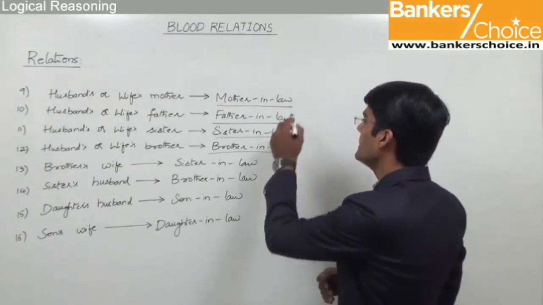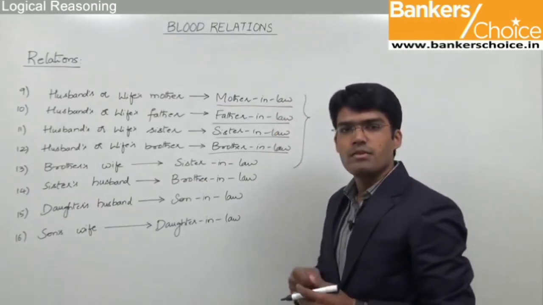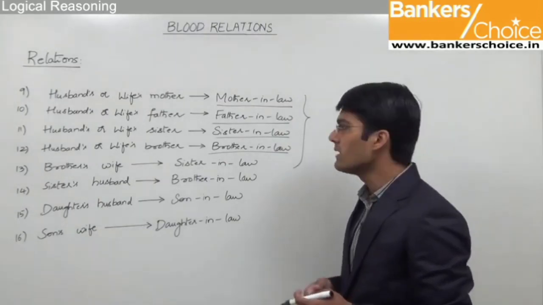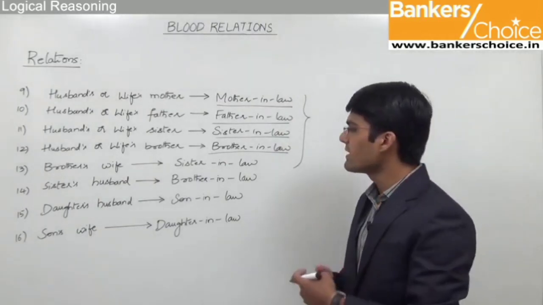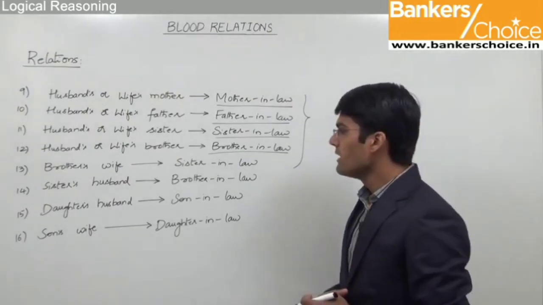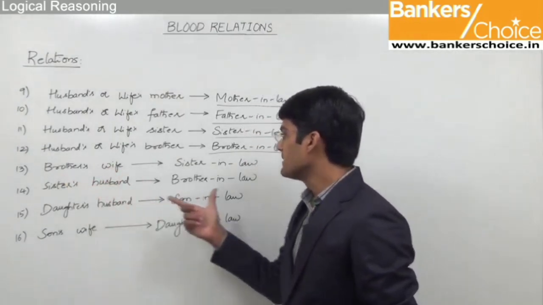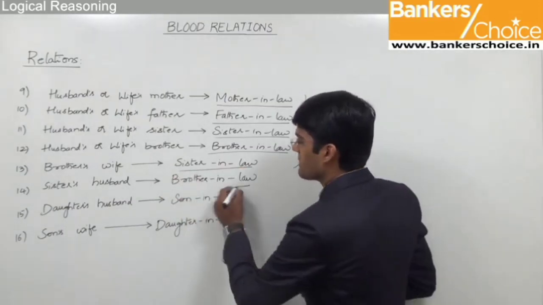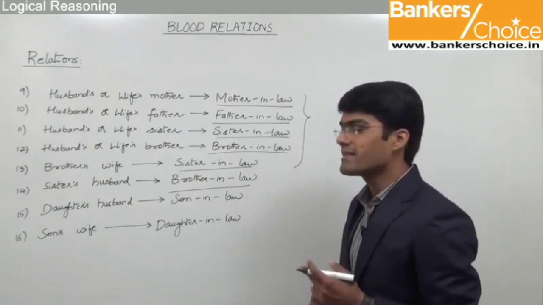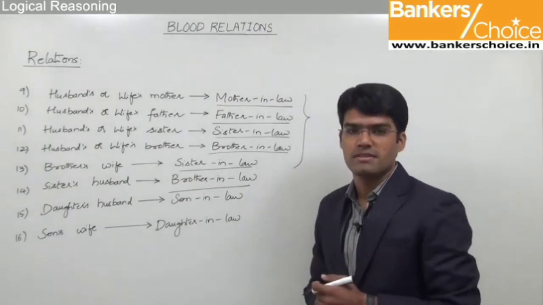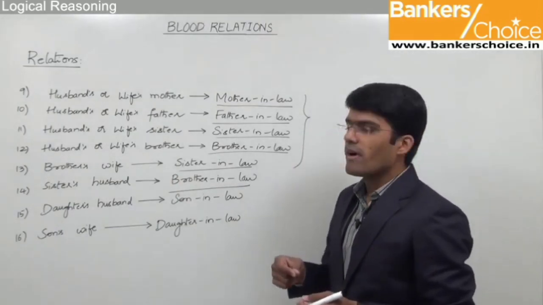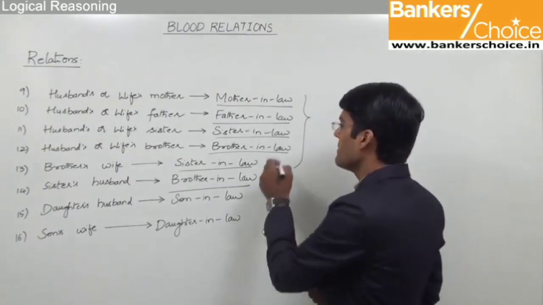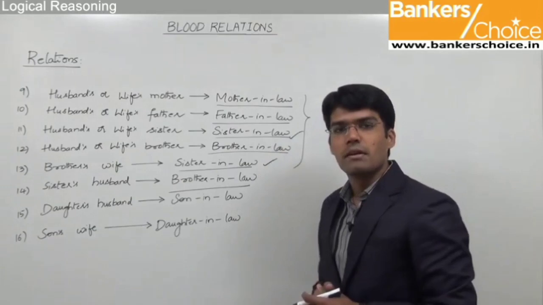So as you can see, in all these cases, these are the relations which are on the spouse's side. Spouse's mother, father, sister and brother are referred to as mother-in-law, father-in-law, sister-in-law and brother-in-law respectively. The next one is brother's wife is again referred to as sister-in-law, and sister's husband is referred to as brother-in-law. So if you can understand here, we have two types of sisters-in-law. One is your wife's or husband's sister, and the second one is your brother's wife. Both of them are referred to as sisters-in-law.